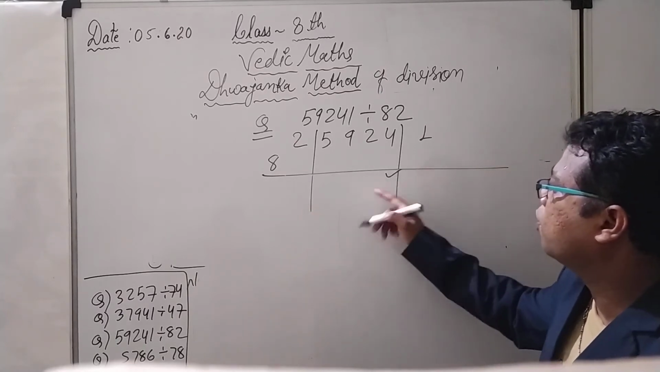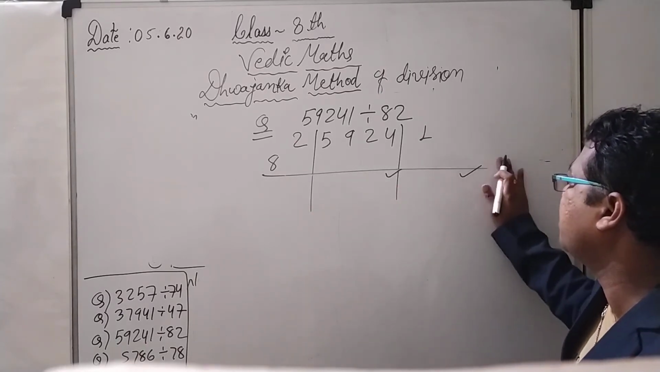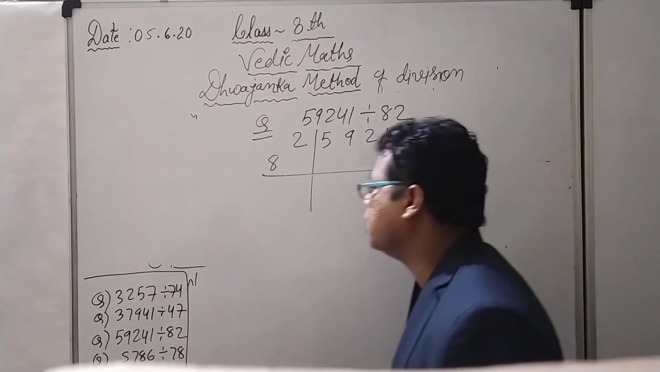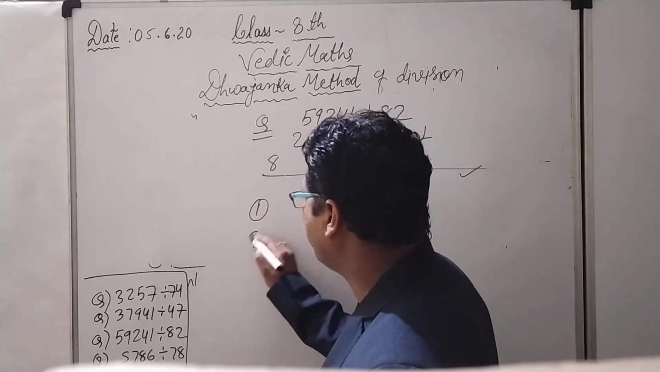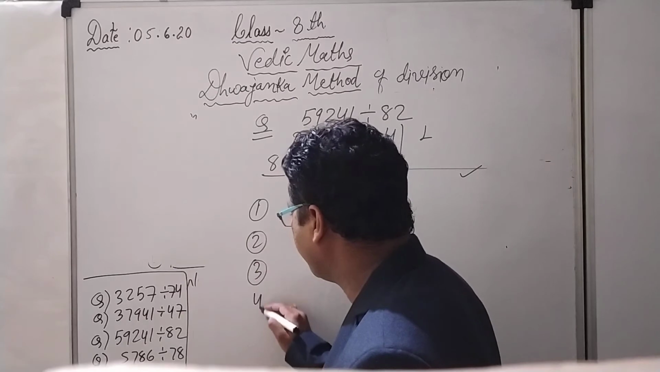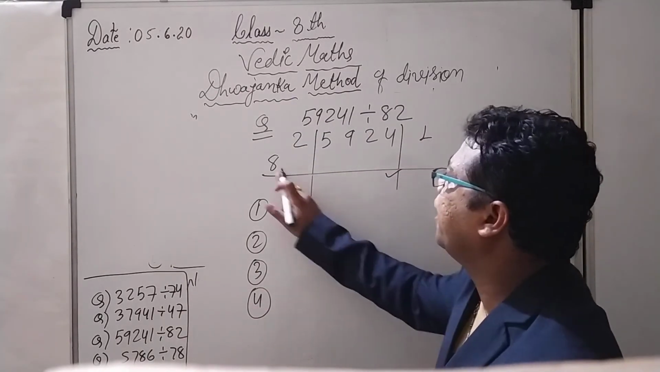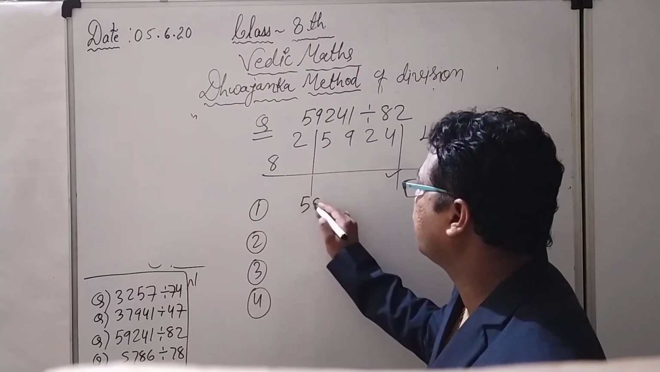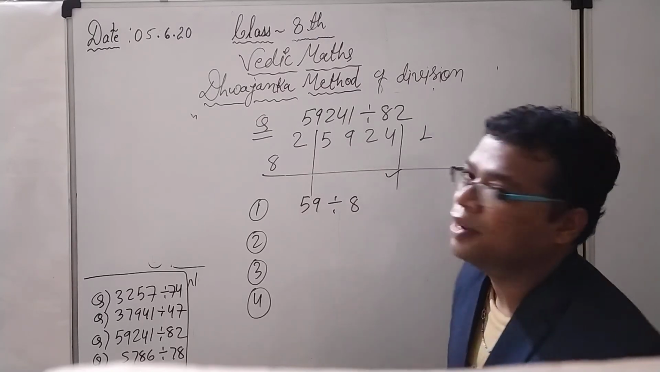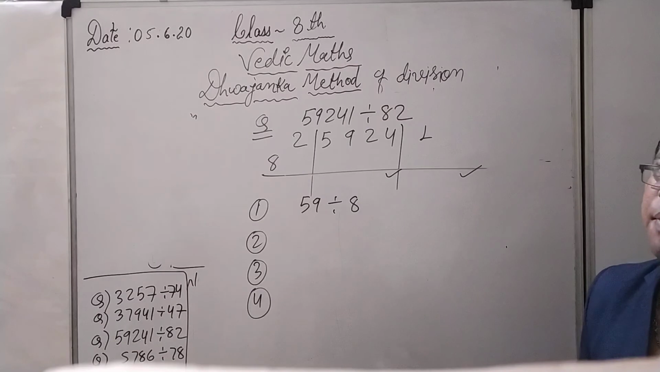This is the column for quotient, and this is the column for the final remainder, but we need not write down here. Steps are very much important. 1, 2, 3, 4 you can write down like this. So the first step will be when I am dividing with the 8. I will take 2 digits together, means 59. 59 divided by 8.